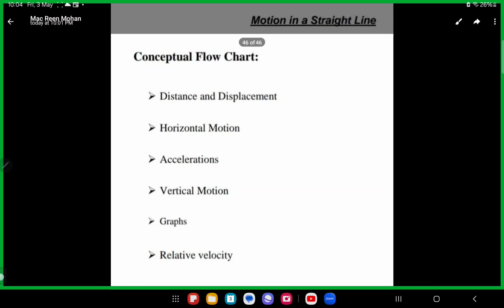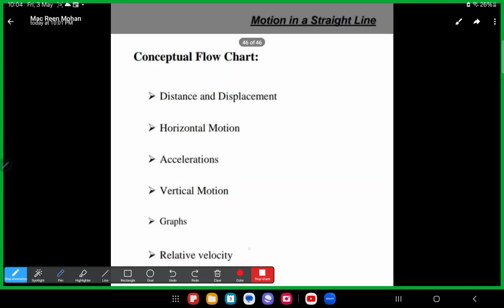So this is the catalog that you have seen: the distance and displacement and horizontal motion, acceleration, vertical motion, graph, and relative velocity. These are the topics that we are supposed to cover, and I'll try my best to make you conceptually closer to the subject so you can understand, because if the concept is clear, even if you have not practiced so many questions, you can think about the question properly.